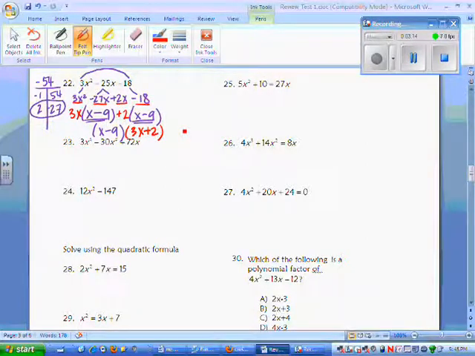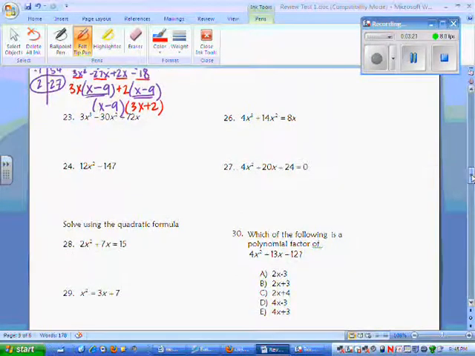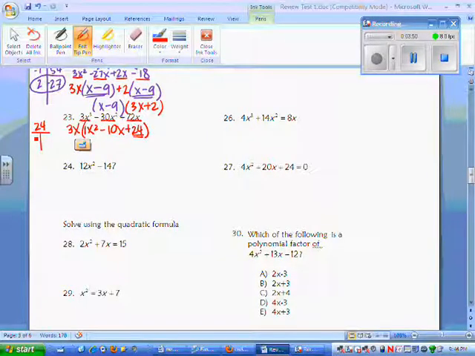Moving on to 23. Now 23 does have a GCF. Looking at the first term, 3x to the third, negative 30x squared, and 72x, I can take out a 3x in all three terms. So if I take out a 3x, I'm left with x squared minus 10x plus 24. Okay, this one I'm going to do the shortcut with because 1 times 24 is 24, and that is my last term here. Factors of 24, 1 and 24, 2 and 12, 6 and 4. Looks like 6 and 4, if they're both negative, I get negative 10.